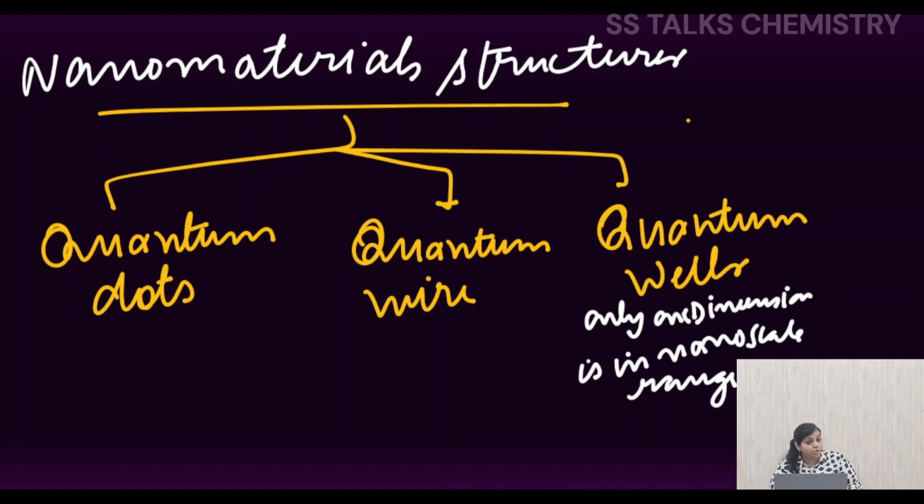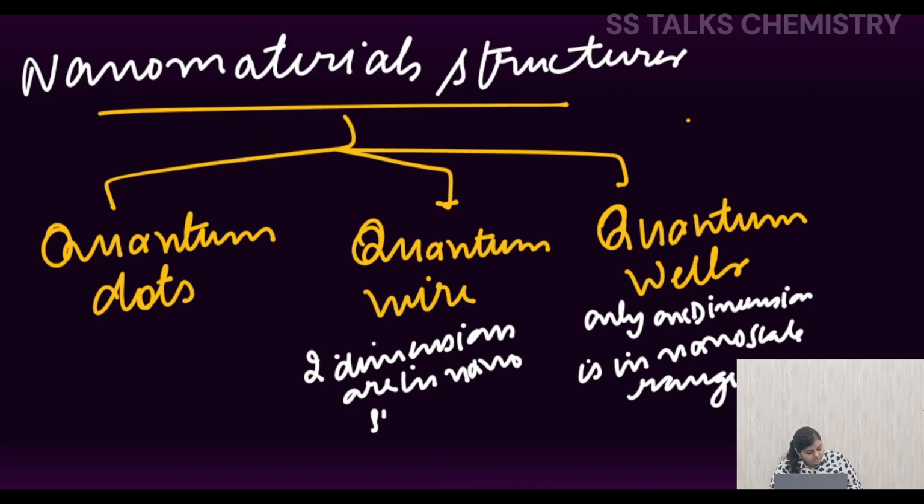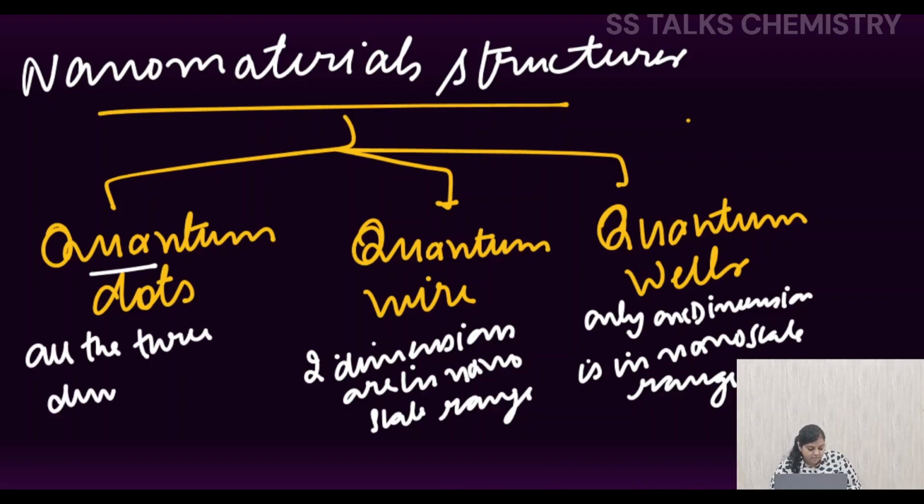Next, if you talk about the quantum wires, in this two of the dimensions are in the nanoscale range, and the rest one is in the normal range. Whereas in the quantum dots, you will observe all three dimensions lying in the nanoscale range.